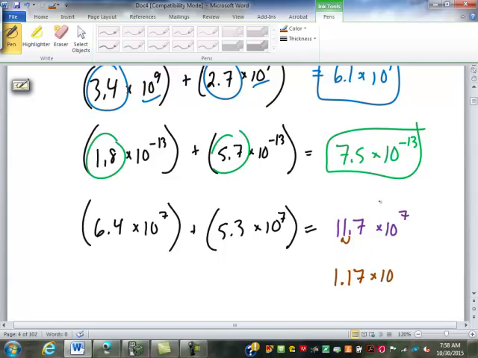Move the decimal point over, make it 1.17. Did the count get bigger or smaller? It got smaller, so the name has to get bigger. 7 plus 1 is 8. Every time you move the decimal point, it's multiplying or dividing by 10, right? We made this number smaller by a 10. That 10 has to go on our power. Number gets smaller, power gets bigger. Number gets bigger, power gets smaller.